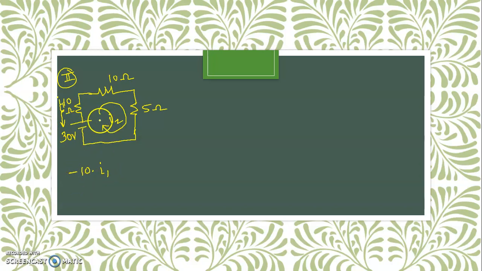Now I2 is the current passing through this 10, another 10 and 5. So these three are connected in series. Just trace the path: 10, 10, 5. So it is how much? 25. So the voltage drop is 25 I2, sign positive. Then the voltage through which we are getting the current is from negative to positive, so it is positive. The value of that voltage is 30 volt. So this is expression number 2.